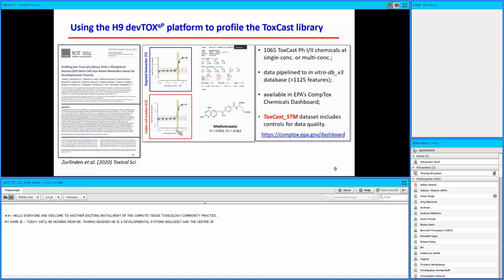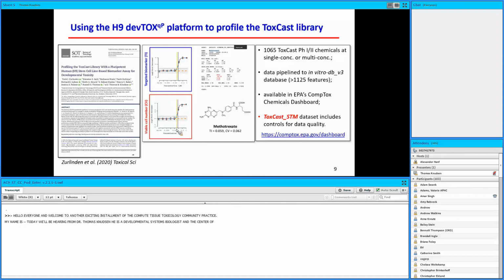In this study, we tested, as I said, about 1,065 different chemicals. The data has been pipelined into our invitroDB version 3 database, which is what holds the ToxCast Tox21 data. And currently there's well over 1,000 different assay features in that database. So Stemina data has now been added to that. We call this the ToxCast_Stemina data set, and it's now available at EPA's CompTox Chemicals Dashboard.